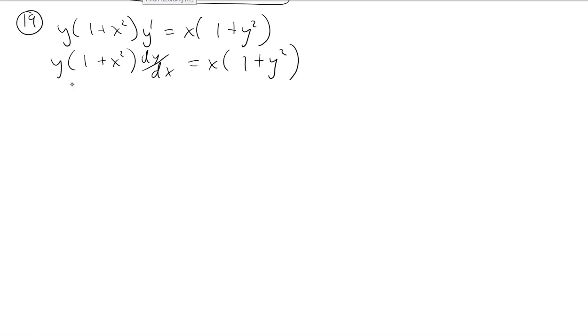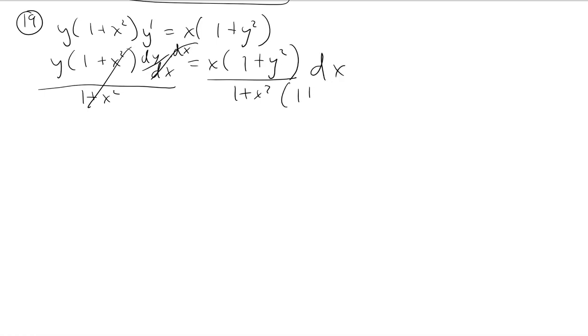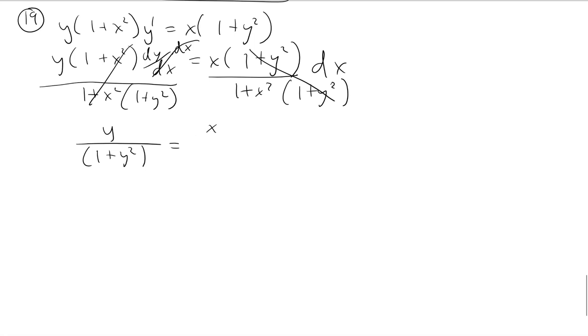To split apart our variables on this one, I would suggest dividing both sides by 1 plus x squared, multiplying both sides by dx, and dividing both sides by 1 plus y squared, and then let's see what's left over. Looks like we get y over 1 plus y squared equals x over 1 plus x squared. There's a dy over here and a dx over here. Okay, so that looks good.